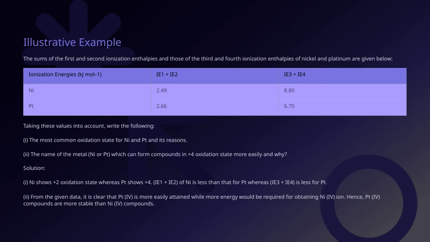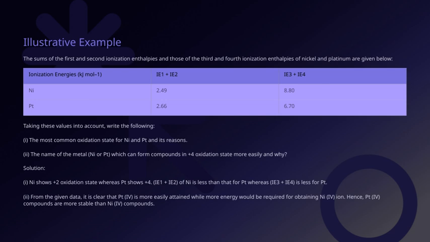What does this tell us? Well, the smaller jumps in ionization energies for platinum indicate that removing electrons to reach the +4 state is relatively easier for platinum than for nickel. This explains why platinum more readily forms +4 compounds, while nickel favors the +2 state.